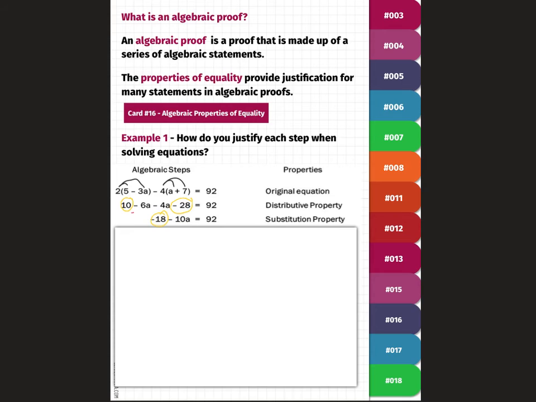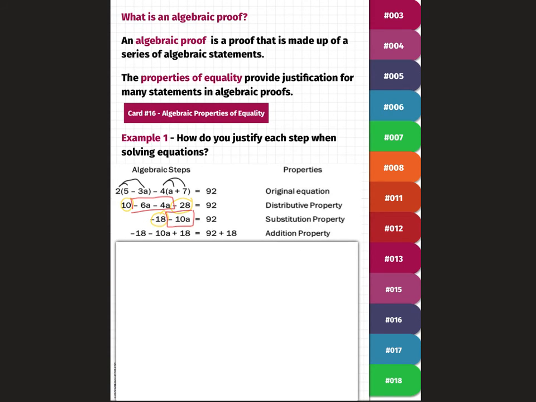Likewise, if I have a negative 6a and a negative 4a, I may substitute negative 10a, because negative 6a minus 4a is A, negative 10a is B. And so if A is equal to B, then I can substitute B for A. And so that's exactly what I've done in this case.